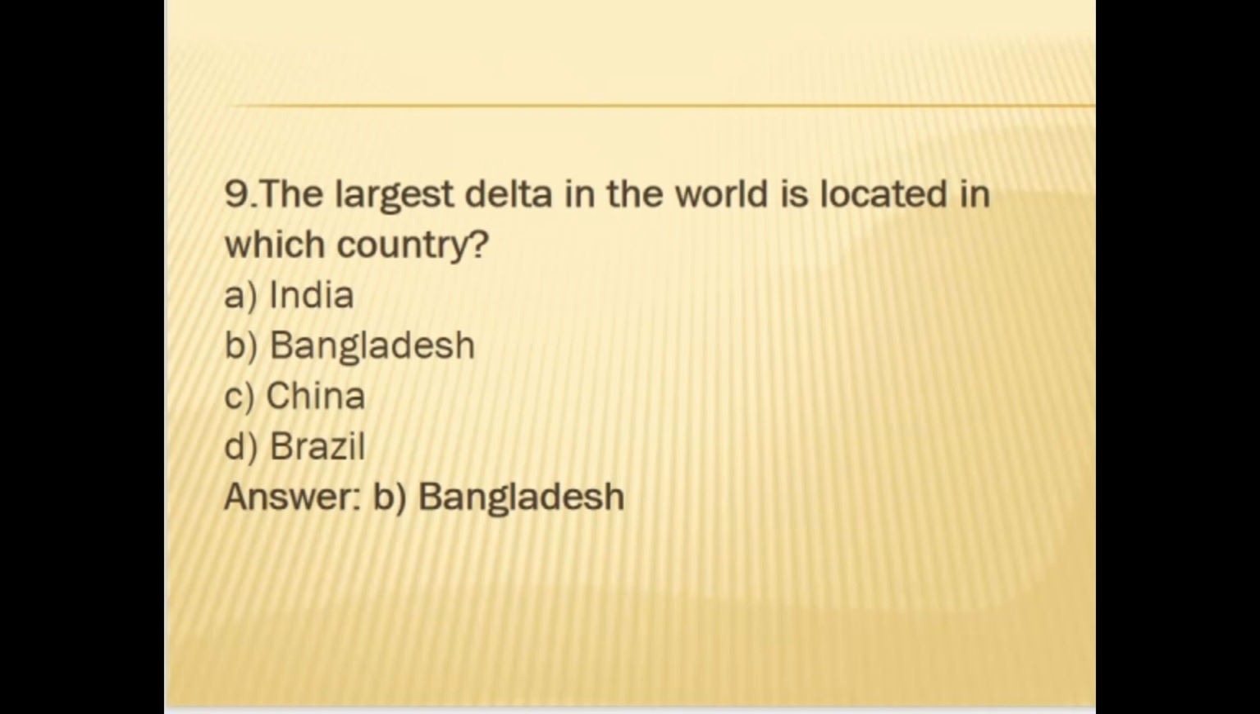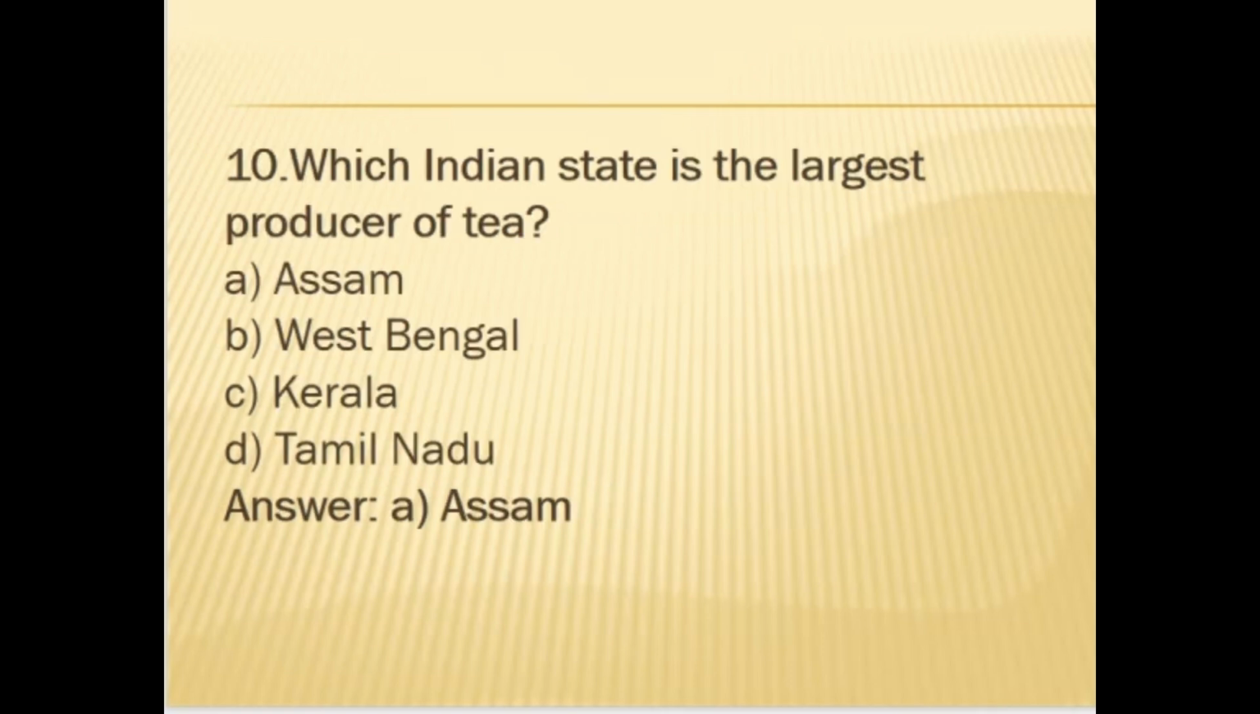The largest delta in the world is located in which country? India, Bangladesh, China, Brazil. Answer B. Bangladesh.